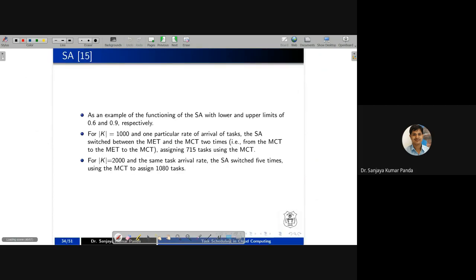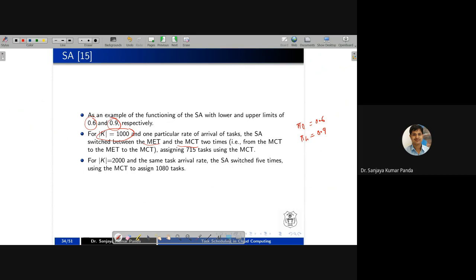So if you take an example, the functioning of SA with the lower and upper limits is generally fixed at 0.6 and 0.9 respectively. You can take different values, but as an example, they consider the pi L value as 0.6 and the pi H value as 0.9. And if you consider K equal to 1000, that means the total number of tasks considered in a particular situation is 1000, at one particular rate of arrival of tasks. So if I take 1000 tasks, the switch between MET and MCT happens only 2 times.